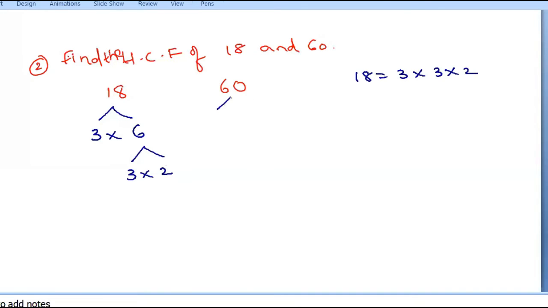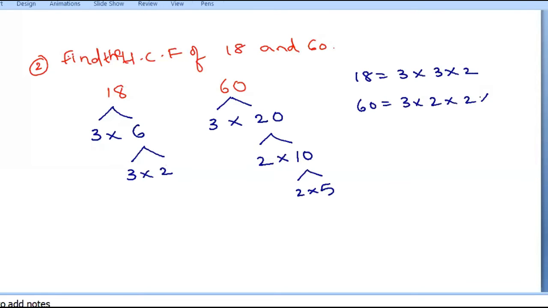Next is 60. It comes in the 3 table and the 2 table. I'm starting with the 3 table. So 3 times 20 is 60, but 20 comes in the 2 table or 5 table. I'm taking the 2 table. So 2 times 10 is 20. Next, 20 I'm writing as 2 times 5. Now finally we have all the prime factors. So 60 can be written as 3 times 2 times 2 times 5.